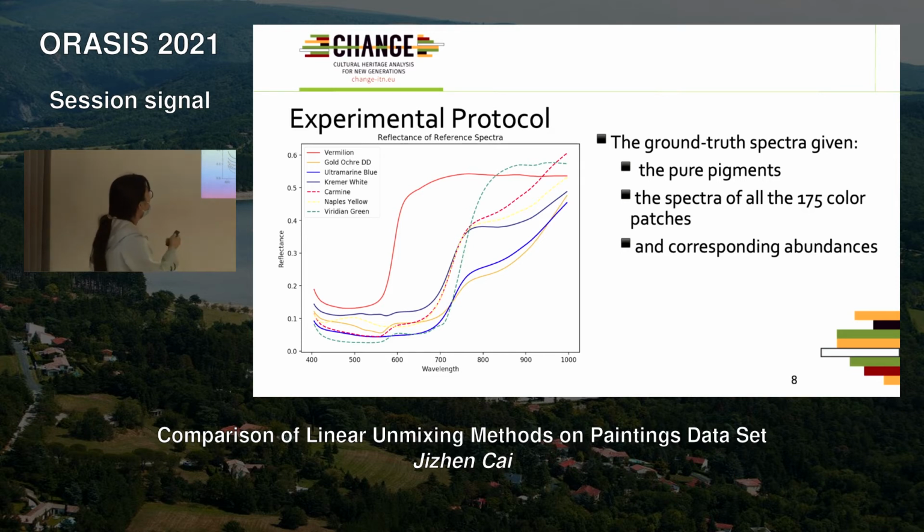In this dataset, the ground truth we already know is that we have the spectra of all the 175 color patches, and we know the corresponding abundance. We know the ground truth abundance for each color patch, and we also know, like here you can see, the reflectance of each of the 7 pigments.